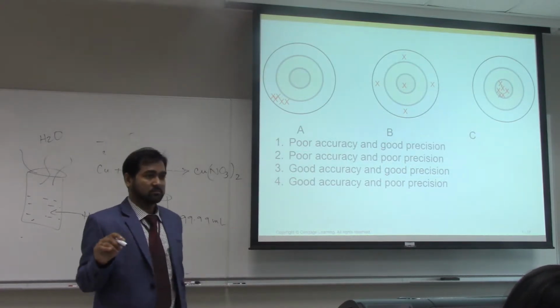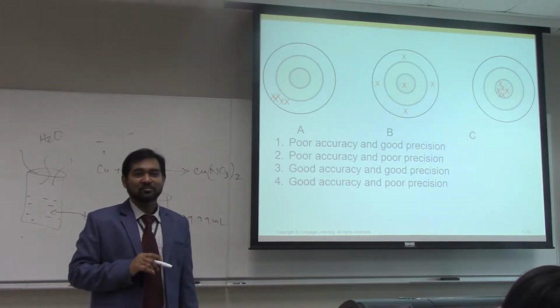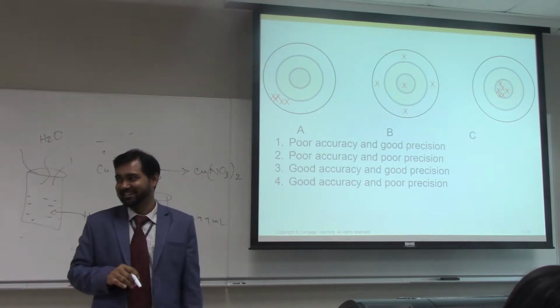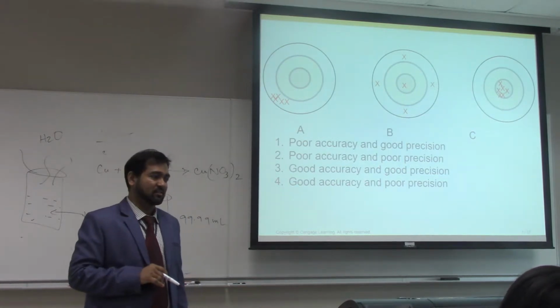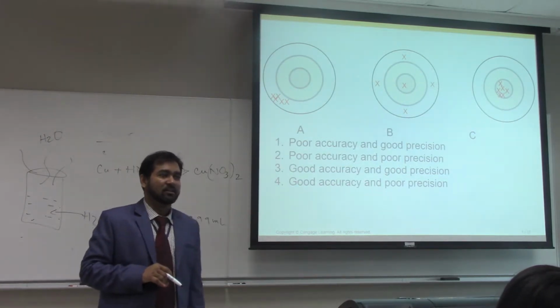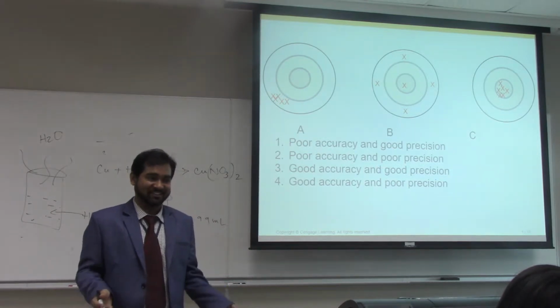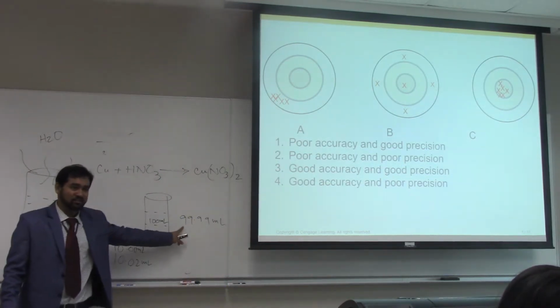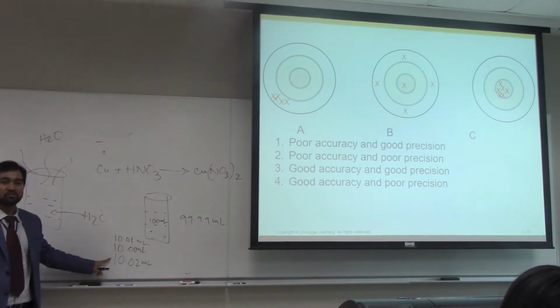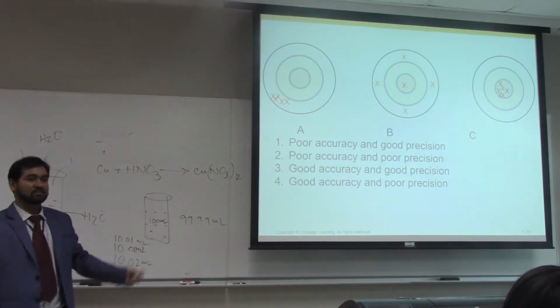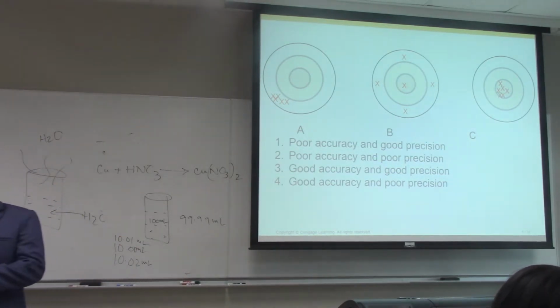How about the middle one? Your arrows are landing all over the place, right? Is it accurate or precise? Not accurate, not precise. Because accurate has to be closer, and precise has to be reproducible. You have none, you see? That's called not accurate, not precise.